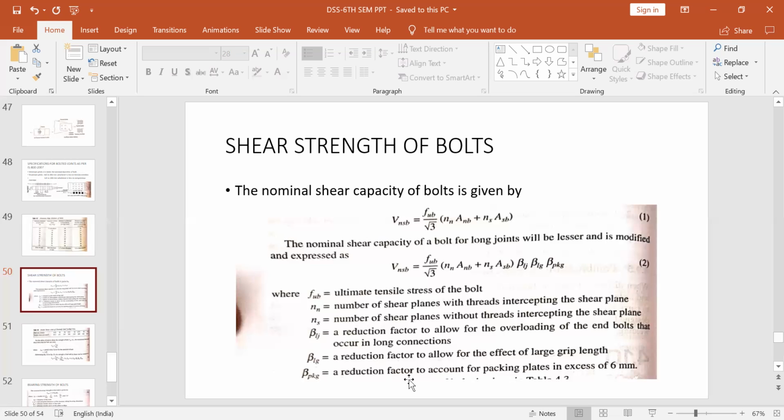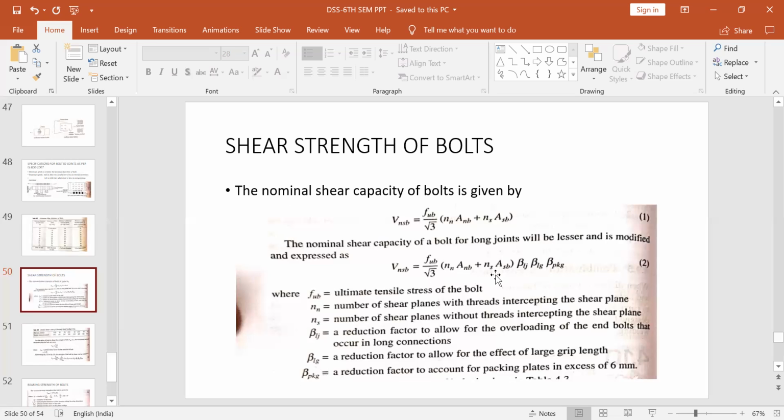And beta PKG is a reduction factor on account of packing of plates in excess of 6 mm. When you are providing plates whose aggregate thickness exceeds 6 mm, the extra plates you are providing are called packing. So if you are providing extra plates for packing, then this reduction factor you have to introduce. Ultimately, these values will be less than 1, obviously. So V and SB will be a reduced value.